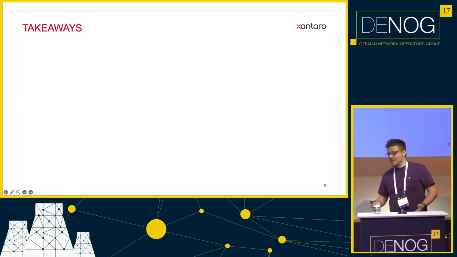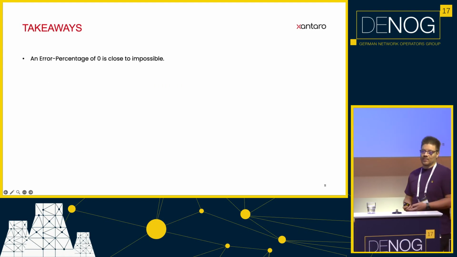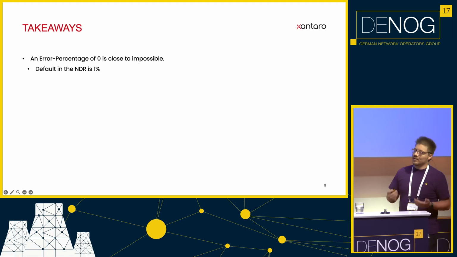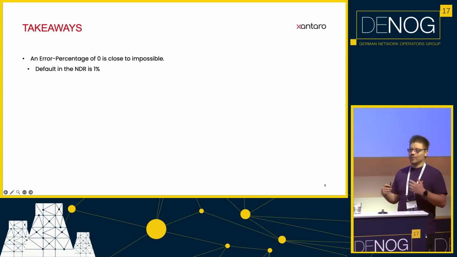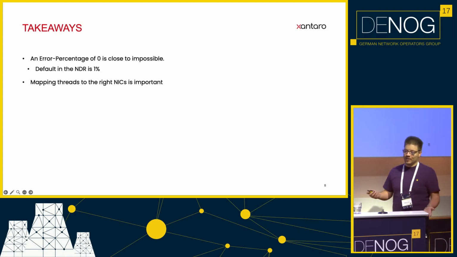I have some lessons learned. Getting an error percentage of 0% is nearly impossible. This is stated in the TRex docs, and this is also the reason why the non-drop-rate test from TRex uses 1% by default. This was a bit too high for my liking, so I used 0.1.